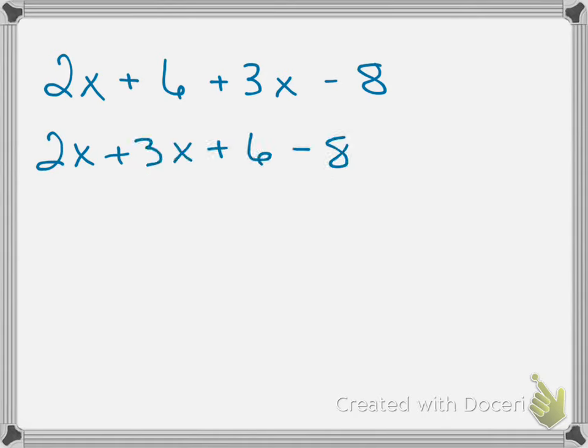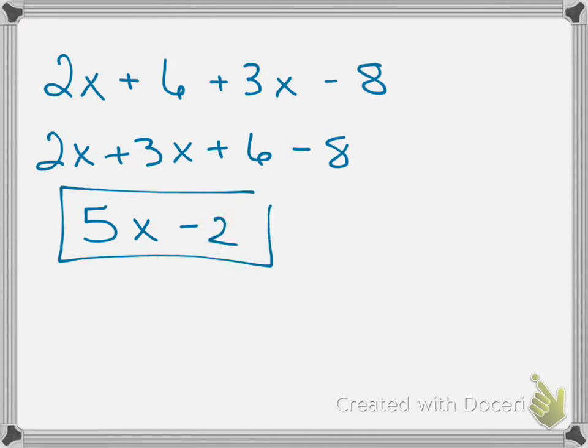What property did I just use? The commutative property. So now I have 5x minus 2. And this is it. This is my final answer. Why is it my final answer? Why, Emily? I don't know the value of x. I cannot combine a variable with a number that stands alone. I can combine terms with the same variable, but not with numbers that stand alone.